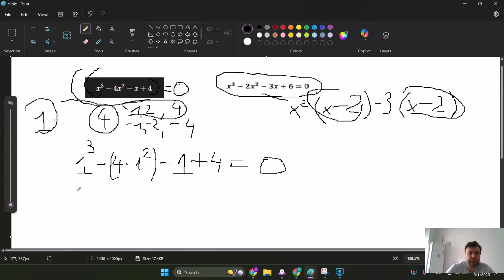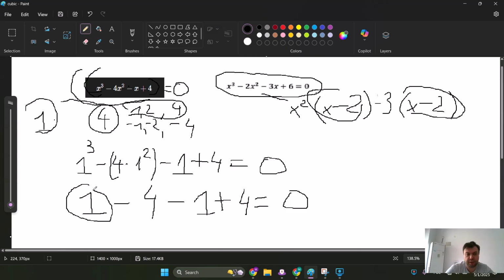Okay, so let's check it out. 1 to the power of 3 is 1, minus 4, minus 1, plus 4. Does it equal 0 or not? If it equals 0, then we have our first root solved. So 1 minus 4 is minus 3, minus 3 minus 1 is minus 4, plus 4 equals 0. Very, very good. So the first root is 1.